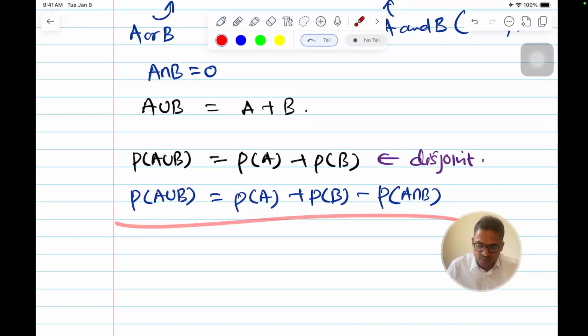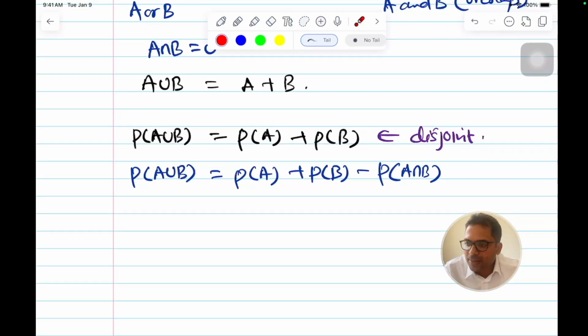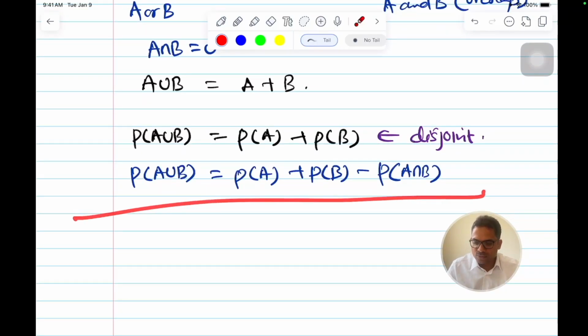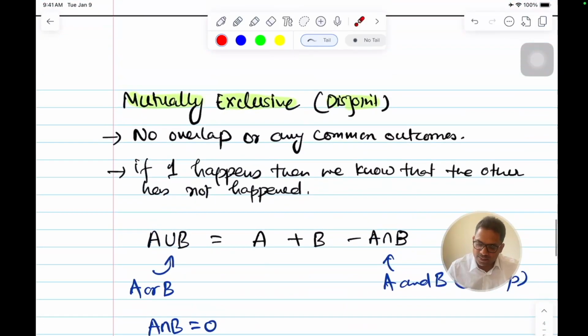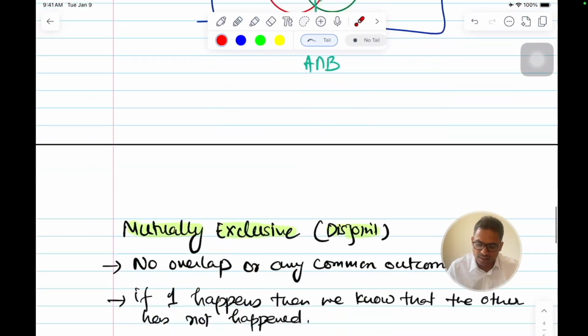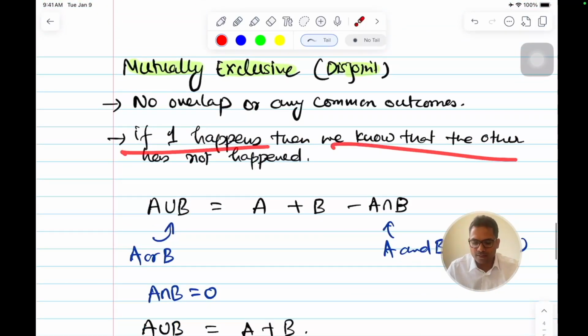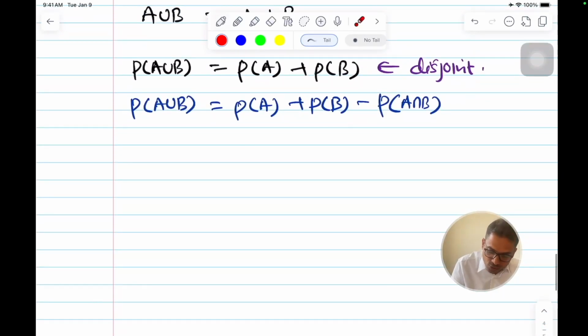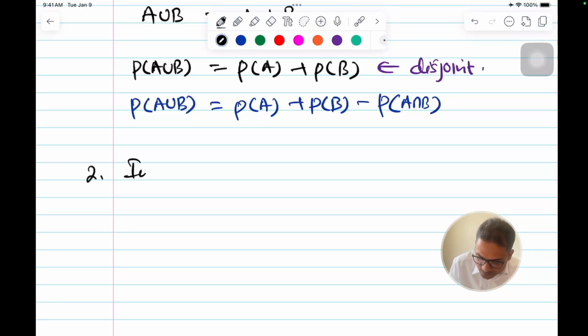Okay, now let's move to what independence means. I hope mutually exclusive events are clear. It's very simple. There is no overlap between two events, and we know that if one has happened, then the other has definitely not happened. So what do we understand by independent events then? Independent events.